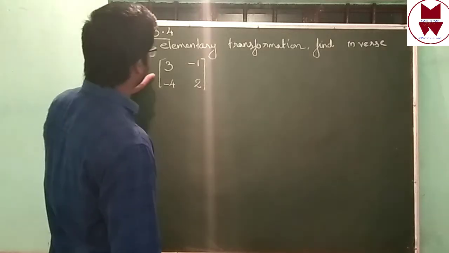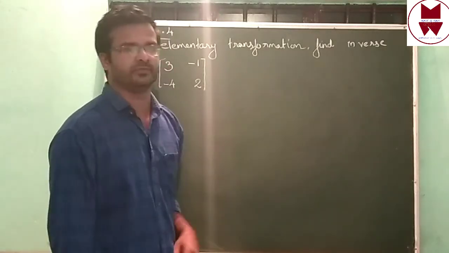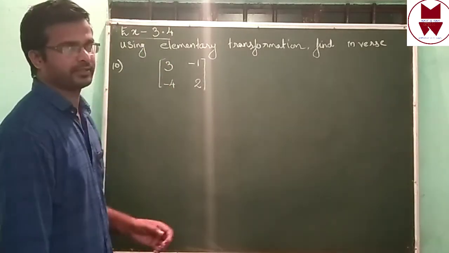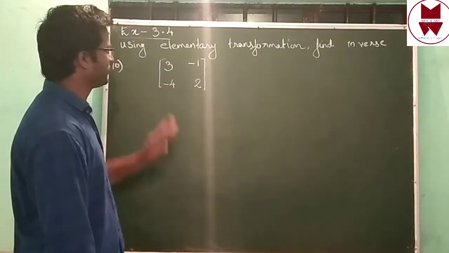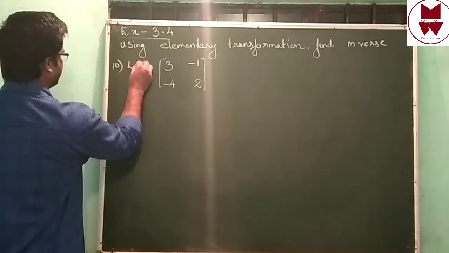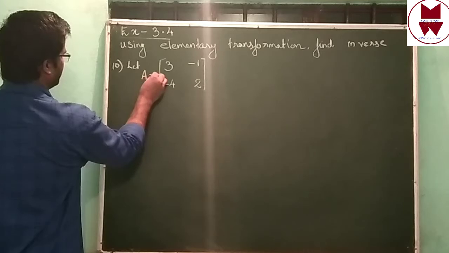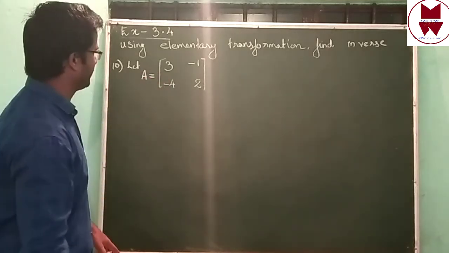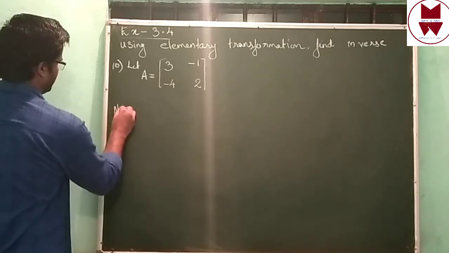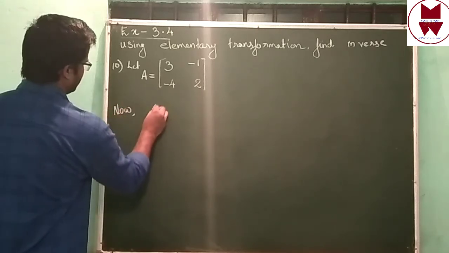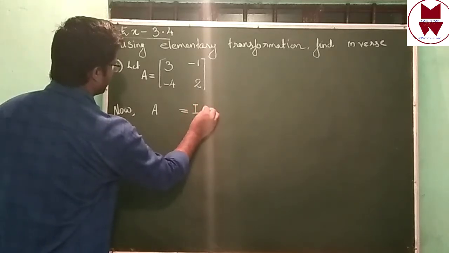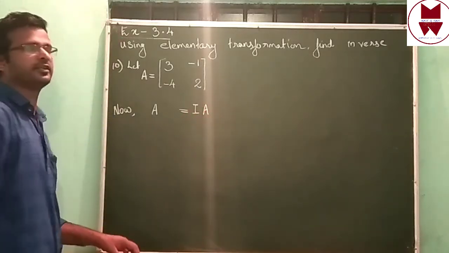Our question is: using elementary transformation, find the inverse. Question number 10. We have to find the inverse of the matrix given here. First we give it a name: let A equal the matrix [3, -1; -4, 2]. Then the first step is to write A equal to identity matrix into A, I into A.